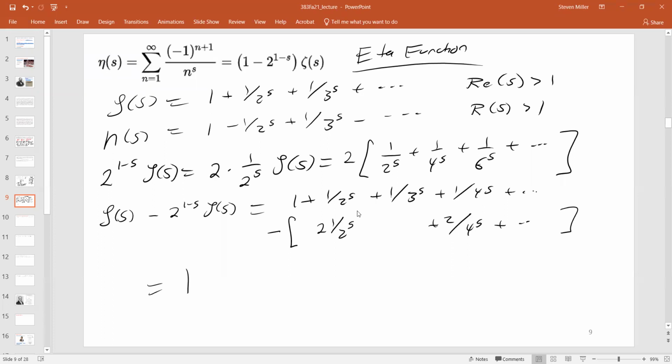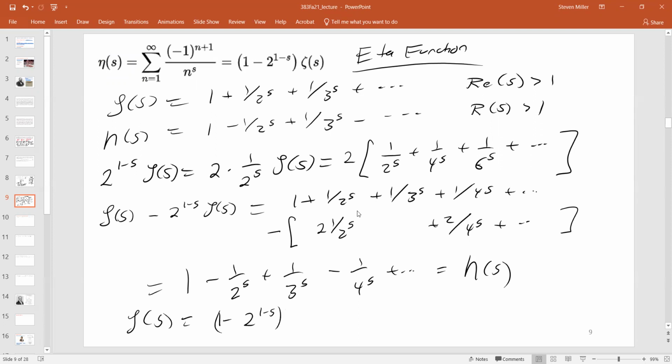Then you would get 1 over 2 to the s minus 2 over 2 to the s, so you would just get minus 1 over 2 to the s. Then you would get 1 over 3 to the s. Then you would have 1 over 4 to the s minus twice that, so you get minus 1 over 4 to the s, and so on. And that's just eta of s. And so this is the proof that the zeta function times 1 minus 2 to the 1 minus s equals the eta function. So we get zeta of s is 1 minus 2 to the 1 minus s, inverse, times eta of s.